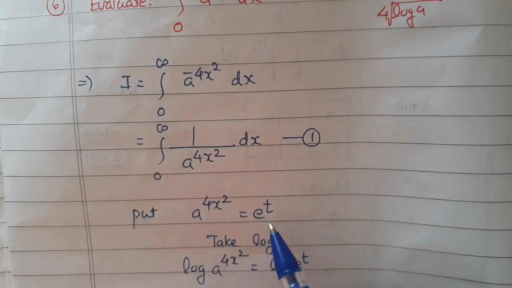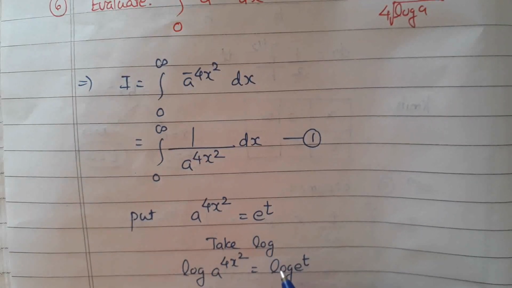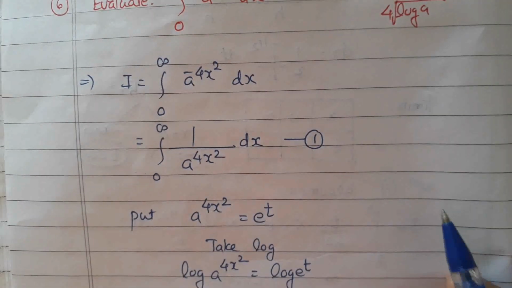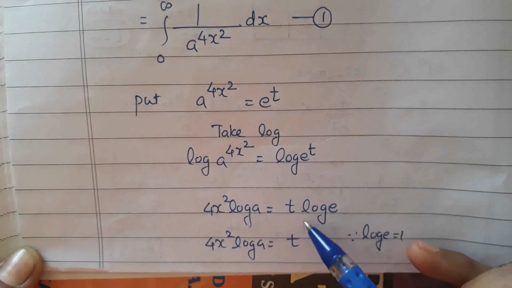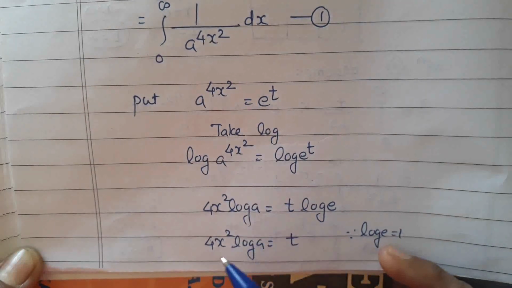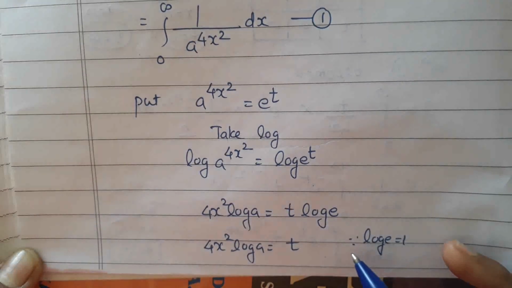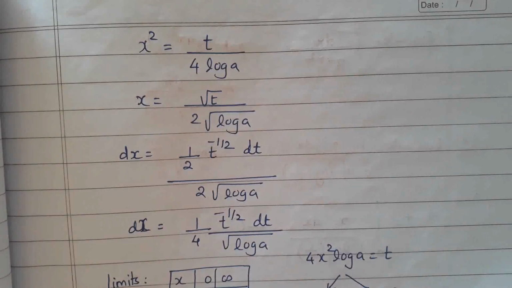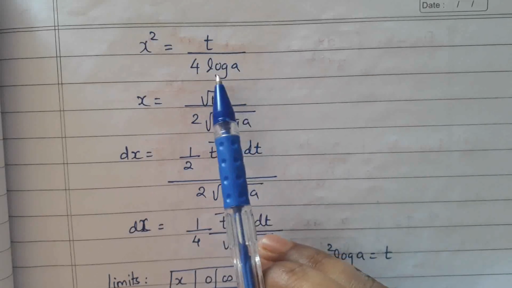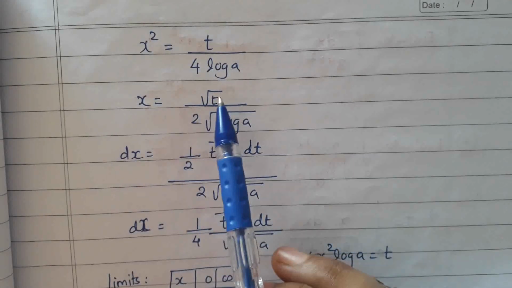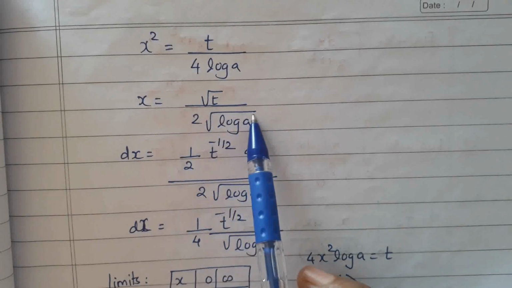Take log on both sides. Log of a raised to 4x square is equal to log of e raised to t. Apply the rules of logarithm. 4x square log a is equal to t log e, and log e is equal to 1. So x square is equal to t upon 4 log a. Take square root on both sides. x is equal to root t upon 2 times root of log a, which is inside the root.